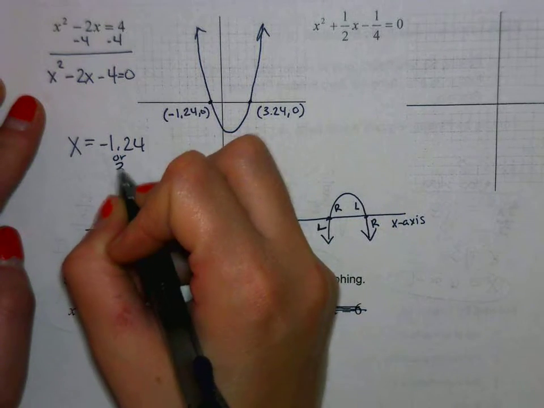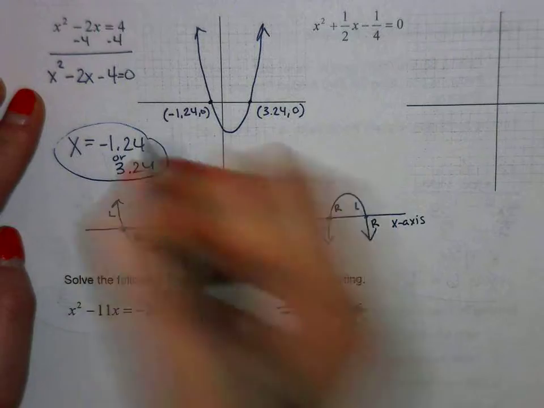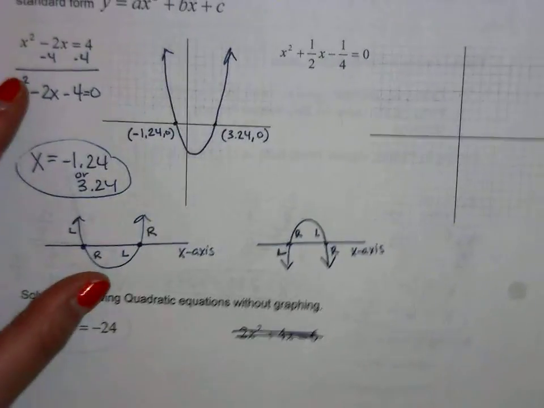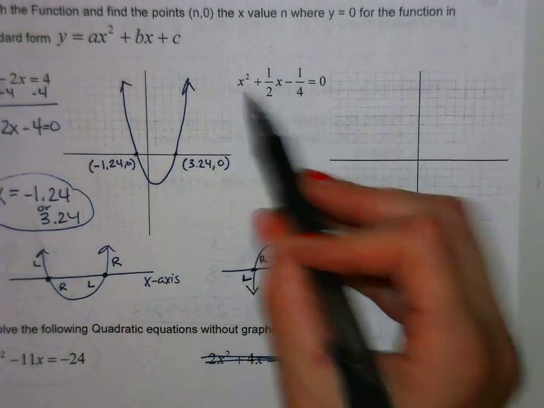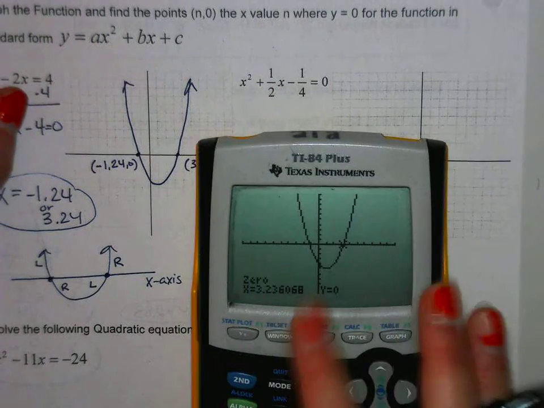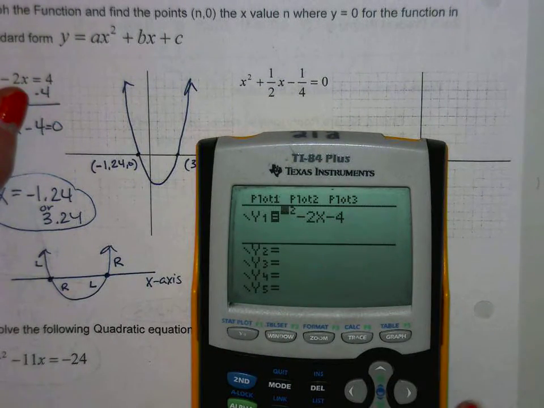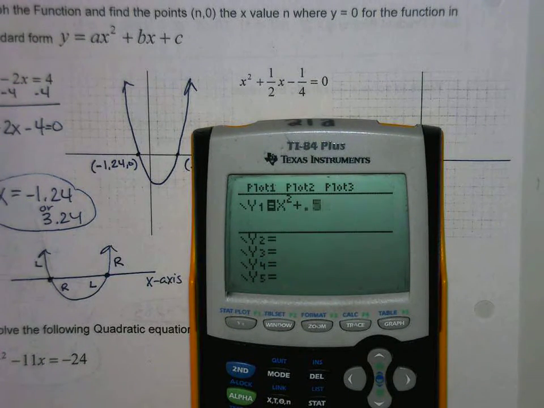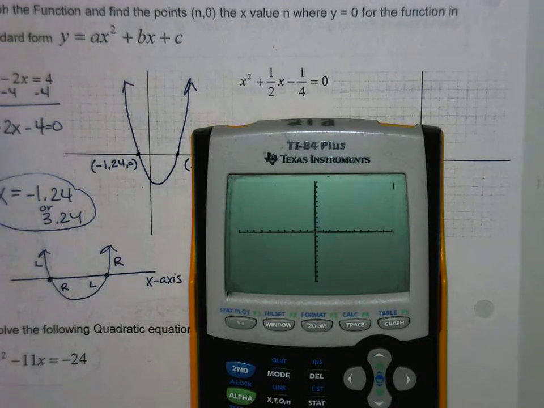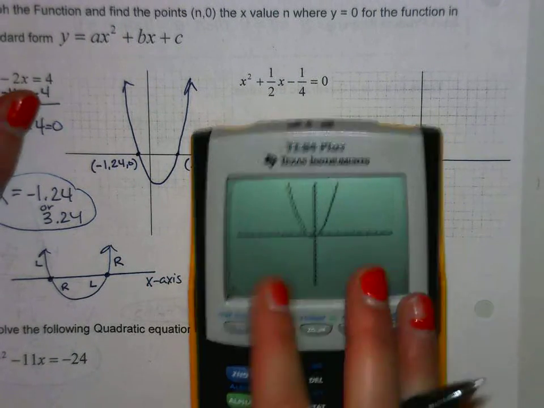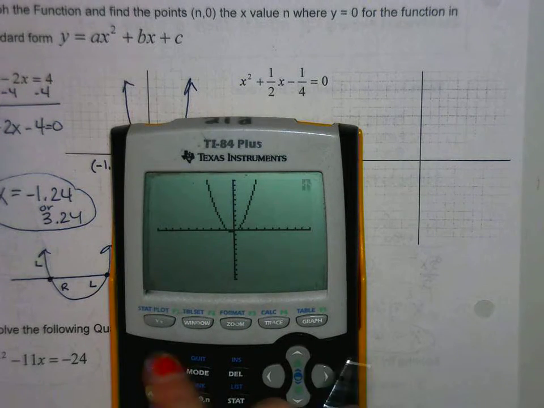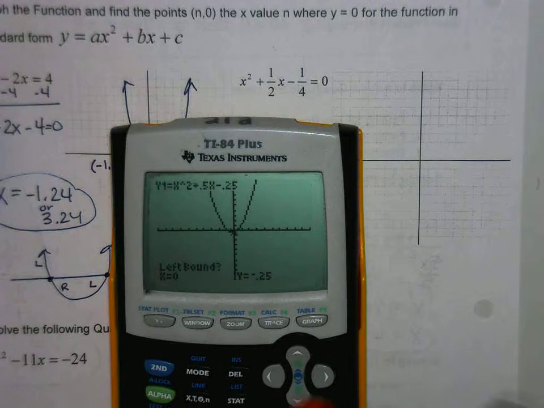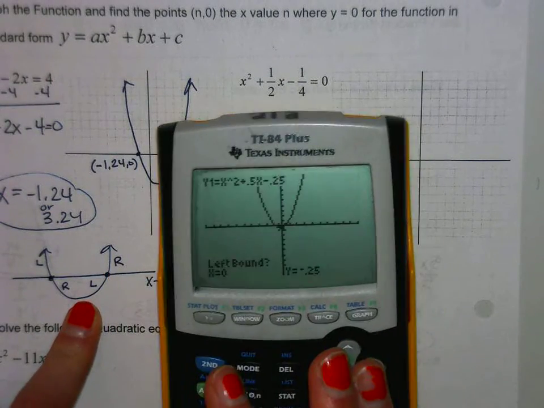Let's take a look at our second one. This is in standard form, so we don't have to change anything. So let's do y equals, clear out what we originally had, x squared plus 1/2 x minus 1/4, graph. This one is a little bit closer. So to find our zeros, we do second, trace, number 2. This one we're still working here. So our left bound is above. Our right bound would be below.